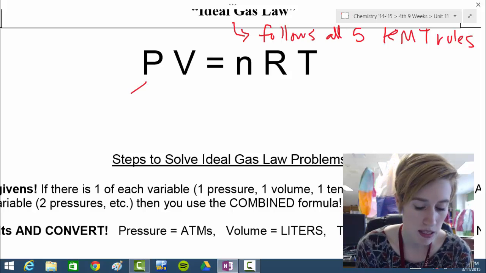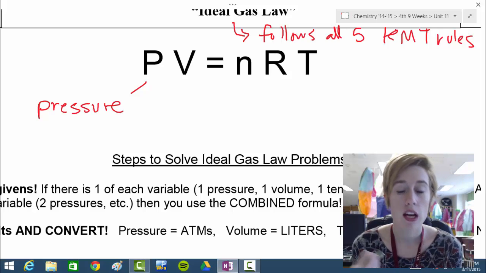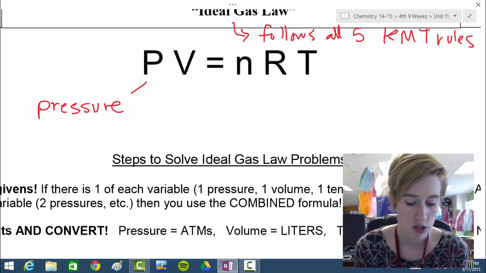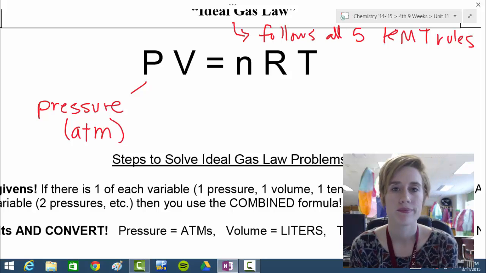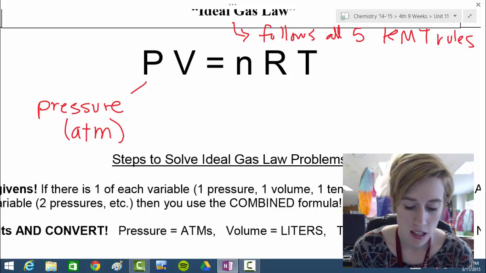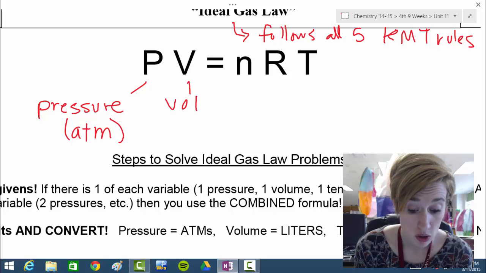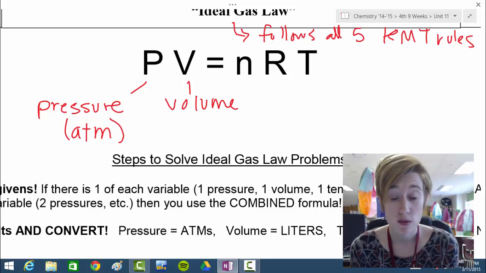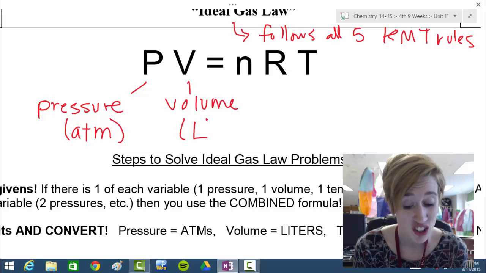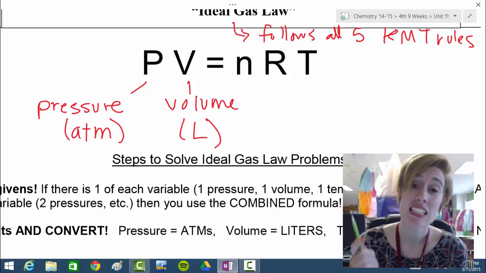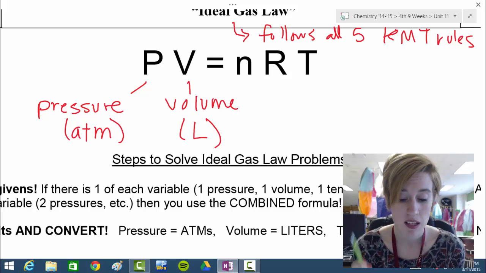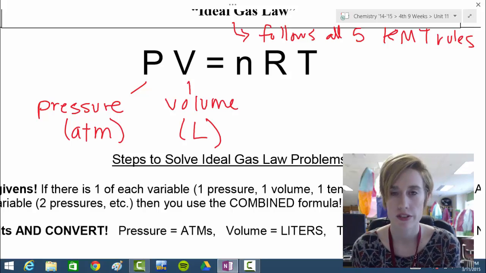P stands for pressure. And whenever you're using the ideal gas law, you have to have a particular unit for pressure. It always has to be ATMs. If you're given any other unit, what do you have to do? Convert it. V stands for volume, and volume in this formula is always in liters. So if they ever give you milliliters, you better convert that to liters fast, because if you use milliliters, you'll get a weird answer.